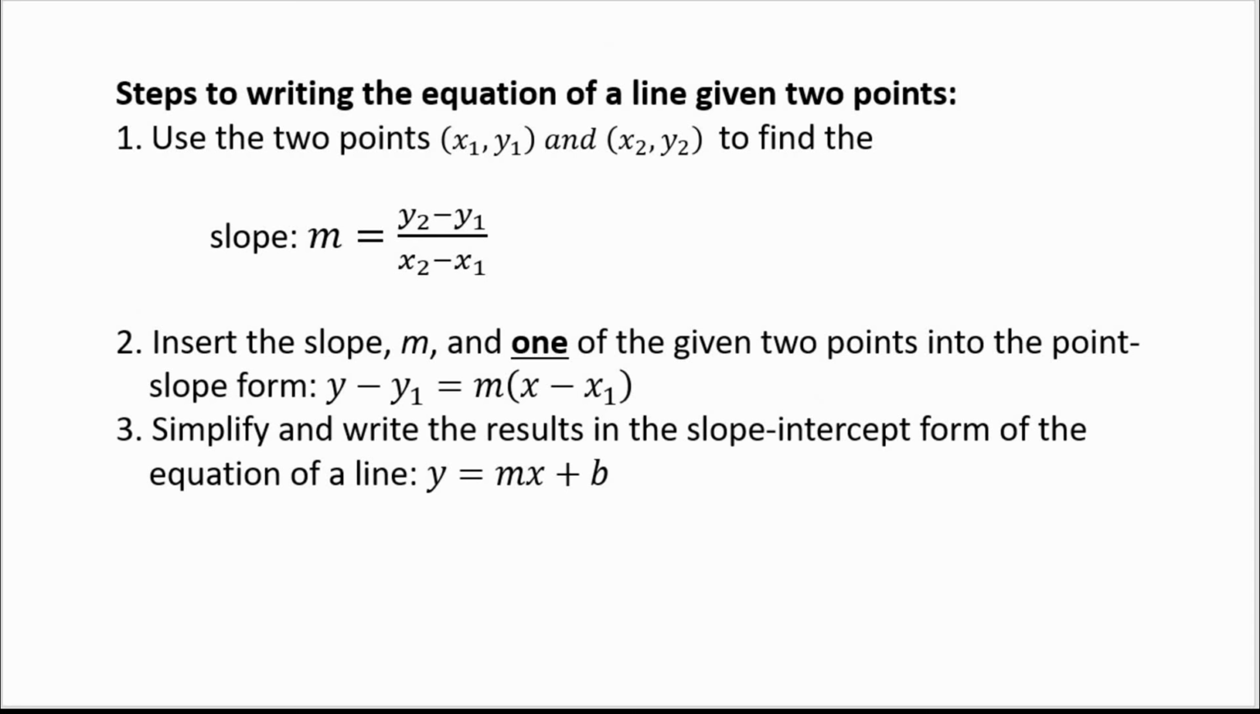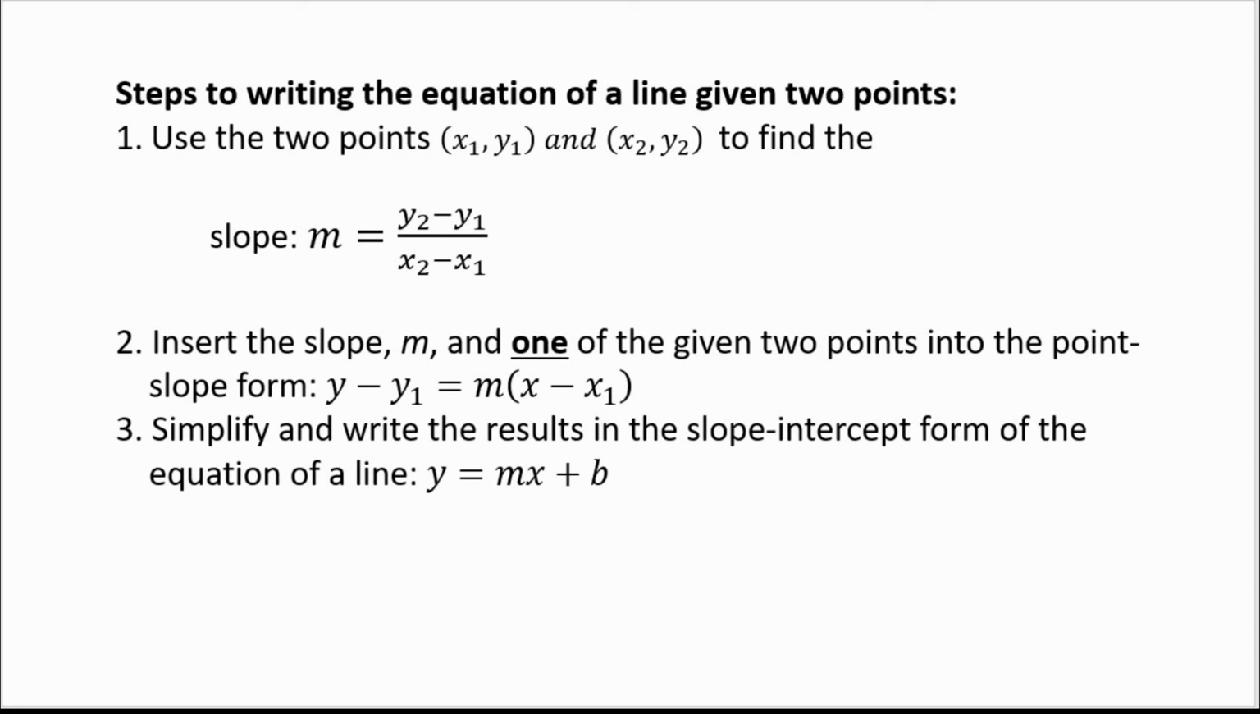Steps to writing the equation of a line given 2 points. So the previous examples, we were looking for the equation of a line, but they gave us 2 things. They gave us the slope and they gave us 1 point. But now, what if they give us 2 points and they don't give us the slope? Can we still find the equation of a line if they give us 2 points?